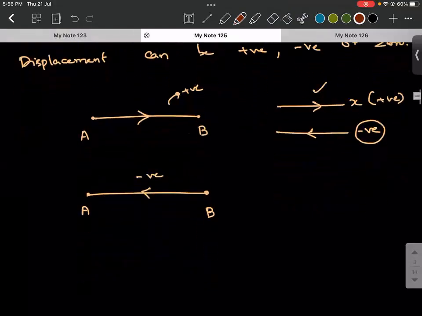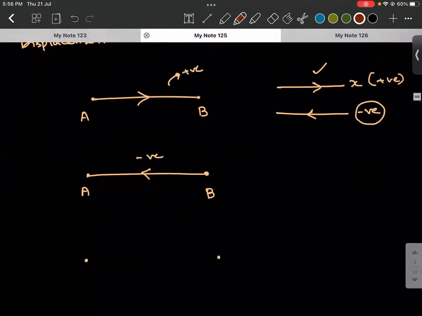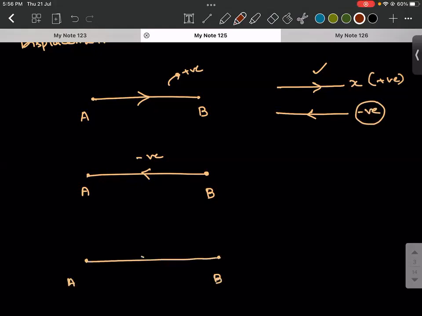Now, when can it be zero? That is when the object goes from point A to point B and returns back from B to A. That is when it completes a round trip, and displacement is going to be zero. So that is why I told you displacement can either be positive, negative, or zero.